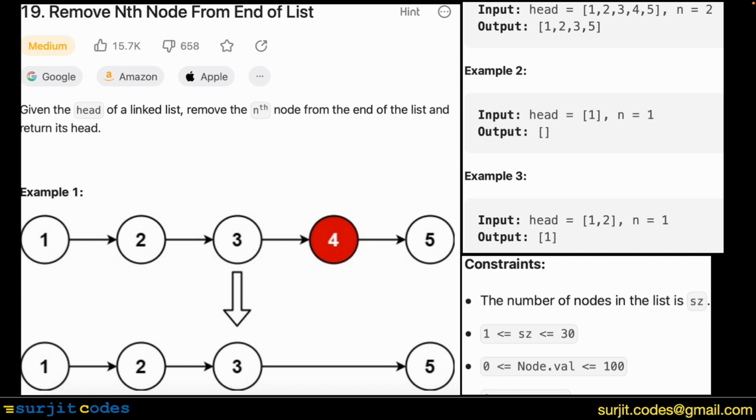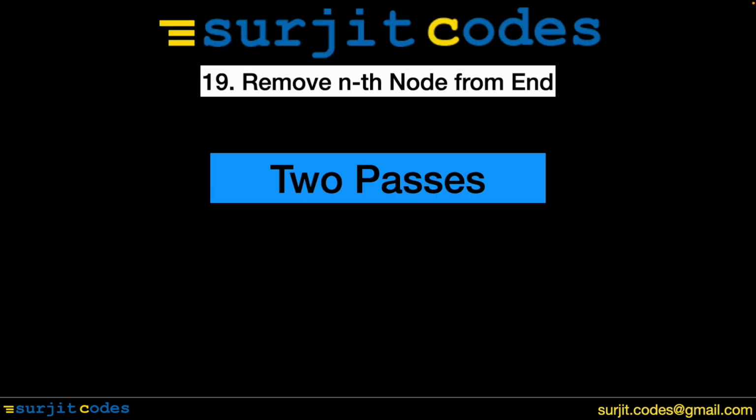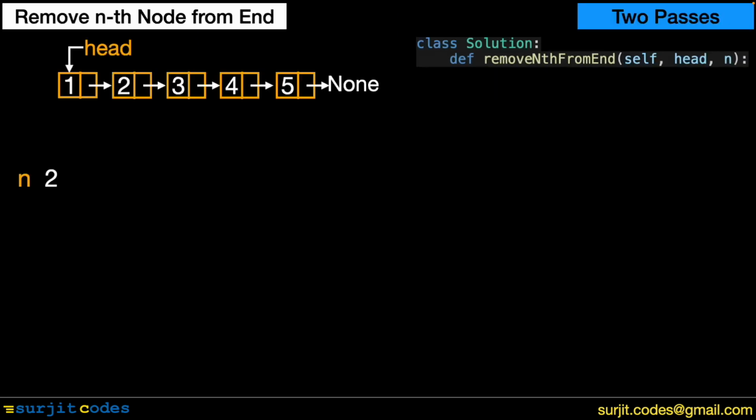Given a linked list, we are to remove the nth node from the end. In the first solution, we will process it in two passes. In the first pass, we will find the length of the list. In the second pass, we will find the node to be deleted and its parent node.